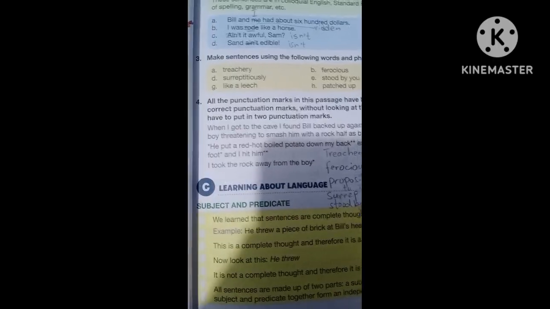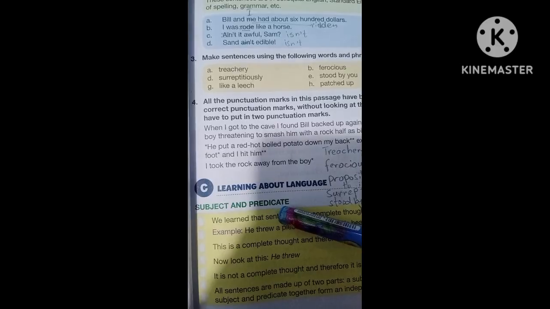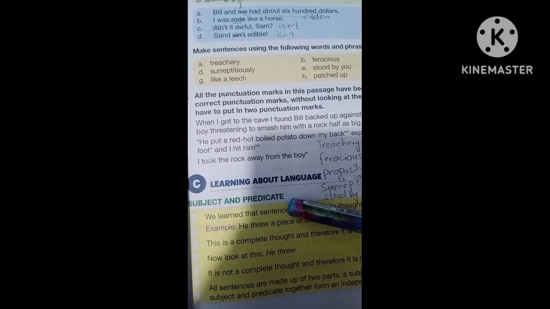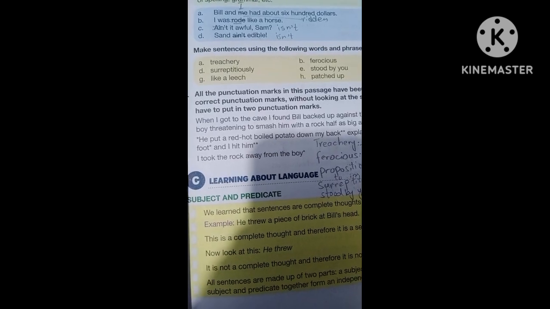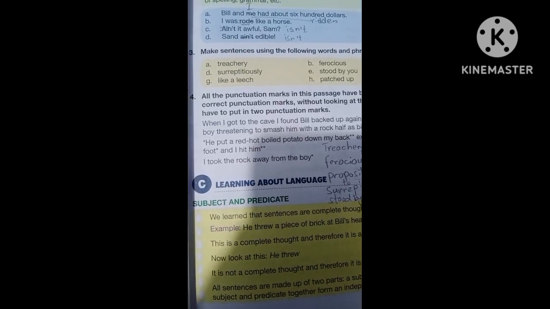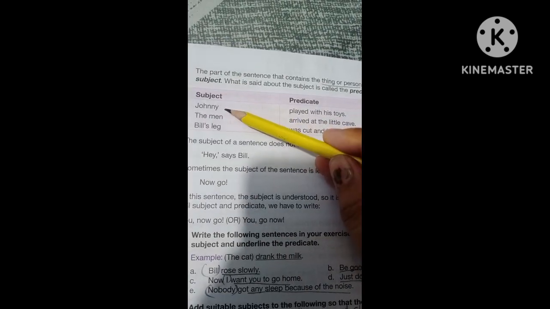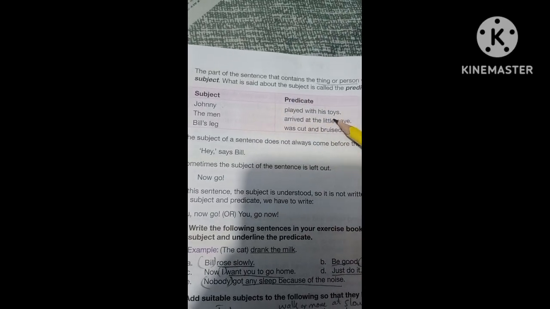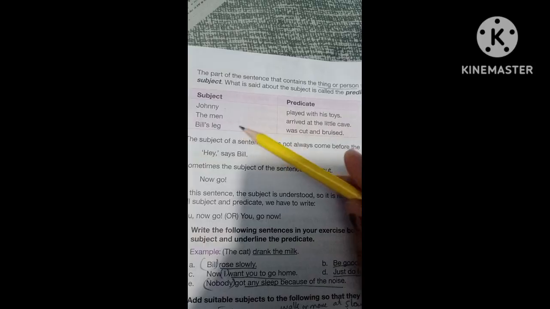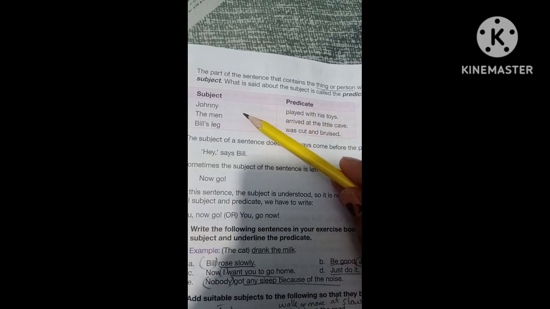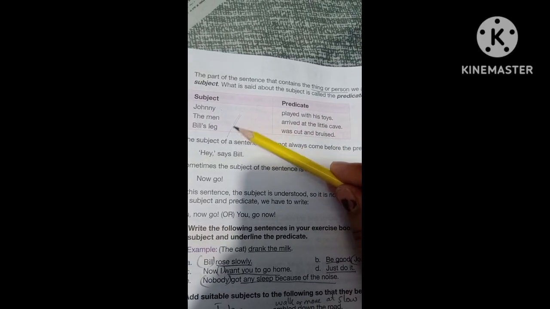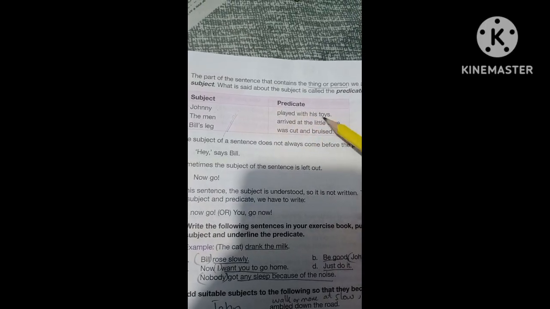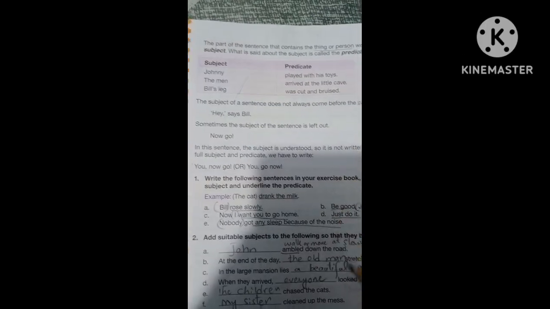Now a very important concept is subject and predicate. Subject means the names of things, persons and places, and predicate means the information about it. For example, Johnny. Johnny is a subject about whom we are talking. Johnny played with his toys. Now this is the information about Johnny. So the name or the thing is the subject and the rest of the sentence is the predicate.